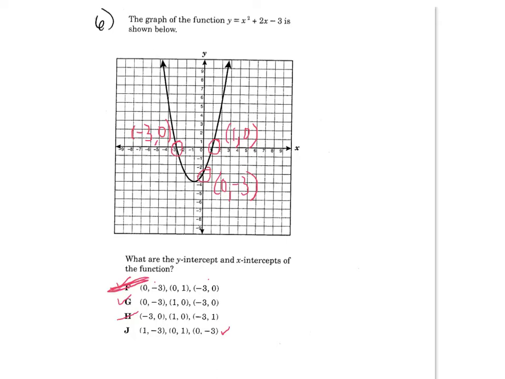G, I've got (0, -3), I've got (1, 0), and I've got (-3, 0). It appears that that is the correct answer. Let's just double check with J. (1, -3), okay, that does not work, so we can see our answer choice is G.